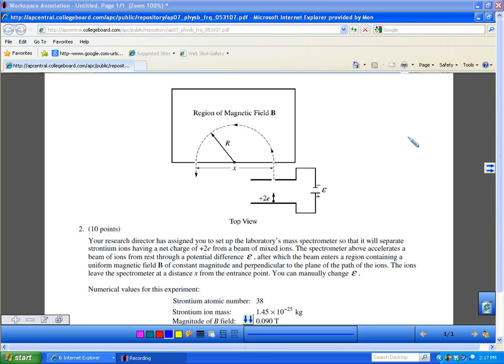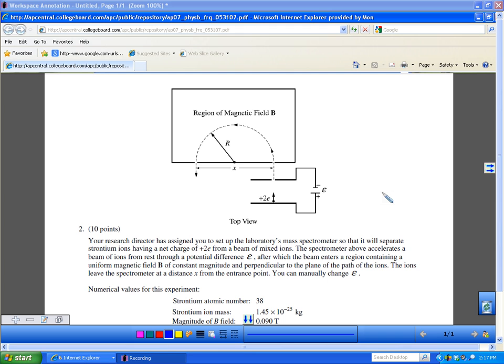It says your research director has assigned you to set up the laboratory's mass spec so that it will separate strontium ions having a net charge of +2e from a beam of mixed ions. The spectrometer above accelerates a beam of ions from rest through potential difference EMF right there, after which the beam enters a region containing a uniform magnetic field B of constant magnitude and perpendicular to the plane of the path of the ions. The ions leave the spectrometer at a distance x from the entrance point.